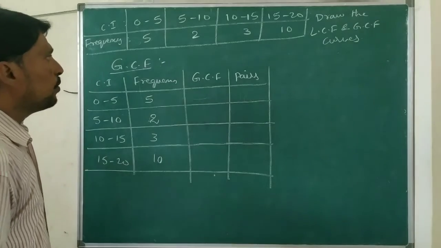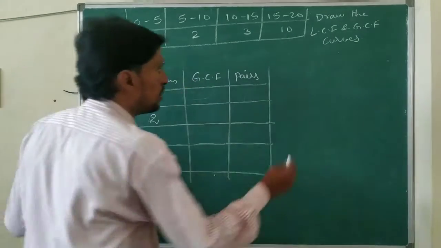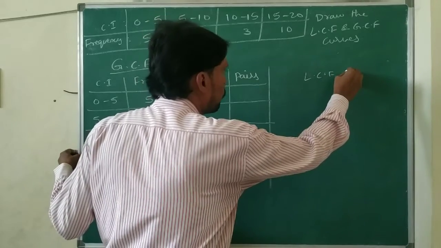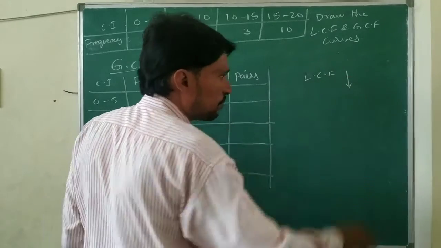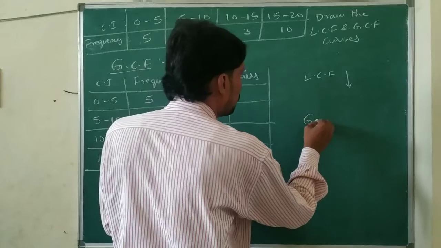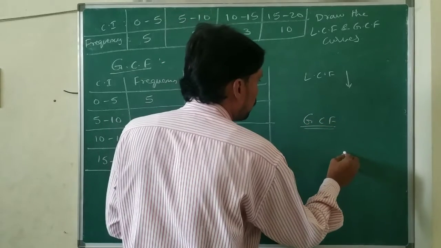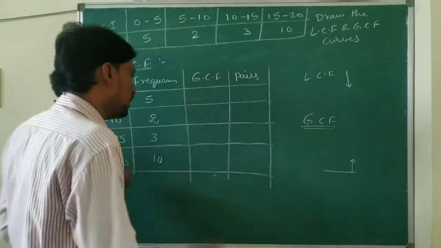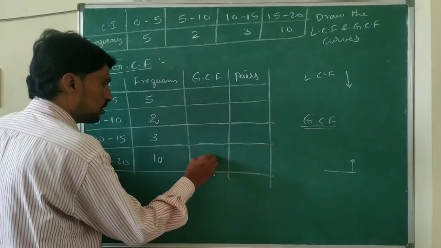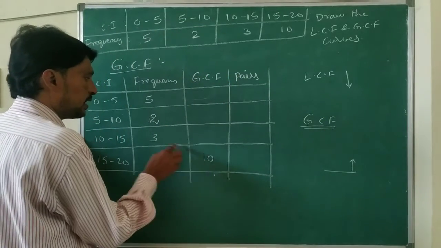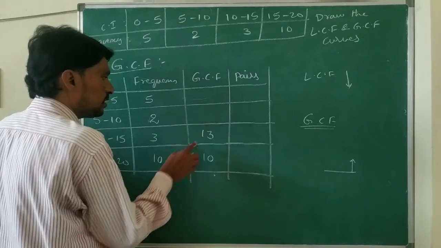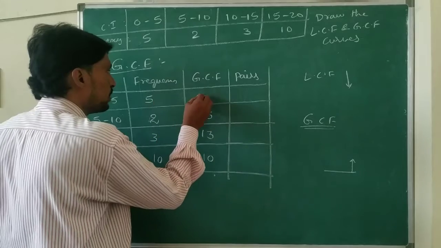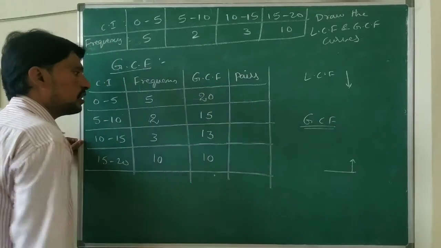Now we need to find the GCF. In LCF, how are we getting it? From up to down we are coming, step by step adding. But for GCF, from down to up we need to add the frequencies step by step. Means here 10 is as it is 10 only. Next step, 10 plus 3 is 13. 13 plus 2 is 15. 15 plus 5 is 20. So now we got the GCFs.